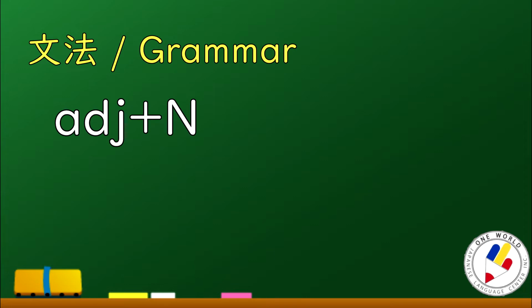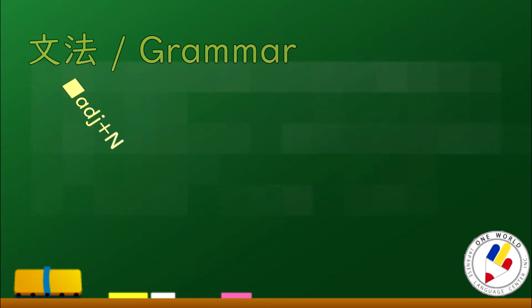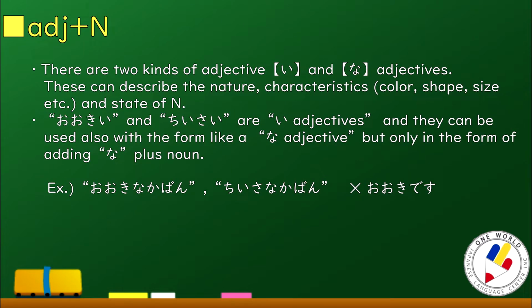Let's study adjective plus noun. There are two kinds of adjectives, I adjectives and na adjectives. These can describe the nature, characteristics, color, shape, size, etc. and state of a noun. Oki and chisai are I adjectives, and they can also be used with the form like a na adjective, but only in the form of adding na plus noun.